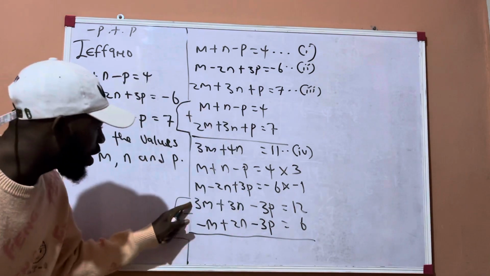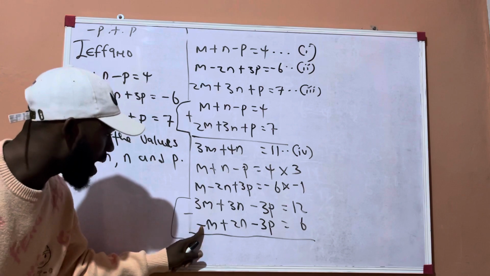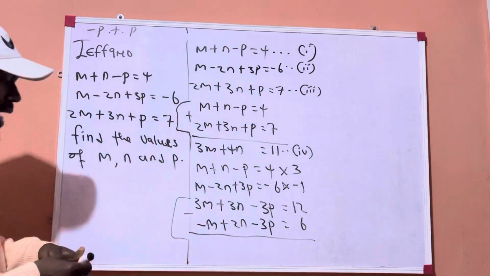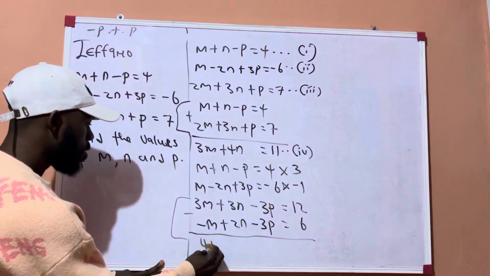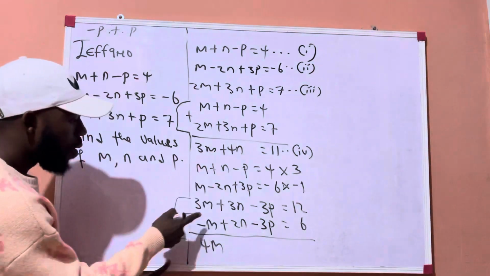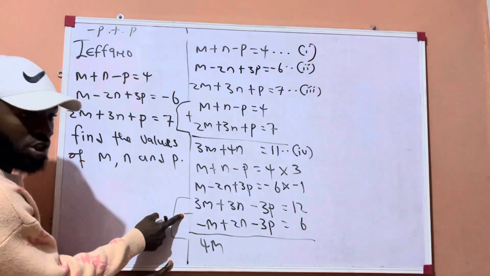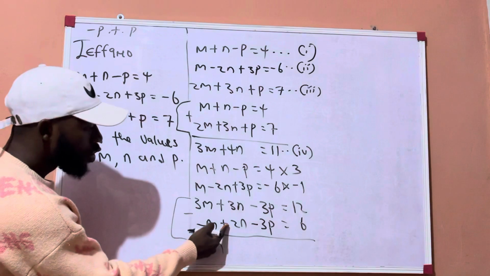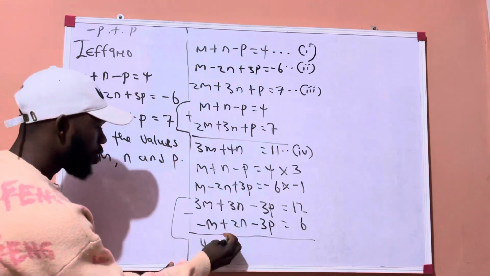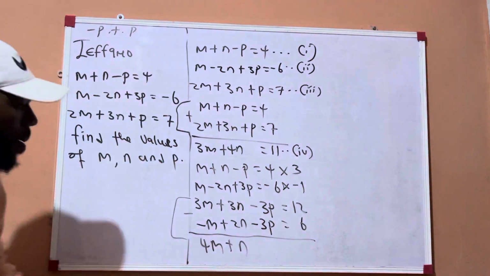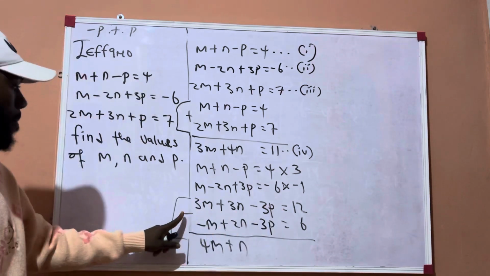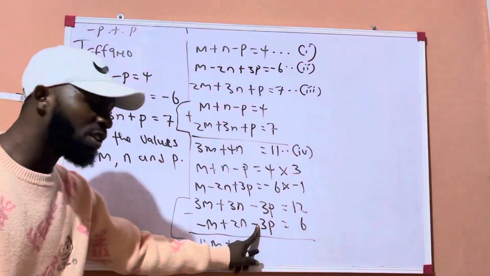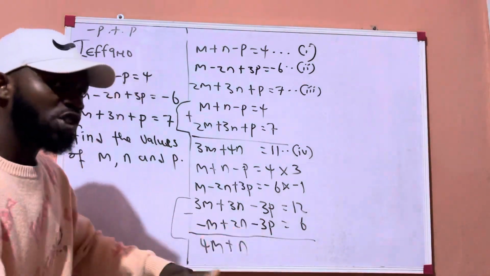Now, 3m minus minus m. Now, minus times minus gives us plus. So, 3m plus m gives us 4m. So, I have 4m. Now, 3n minus plus 2n. Now, minus times plus gives us minus. So 3n minus 2n gives us n. So we have plus n. Now, minus 3p minus minus 3p. Now, minus times minus gives us plus. So minus 3p plus 3p gives us 0.